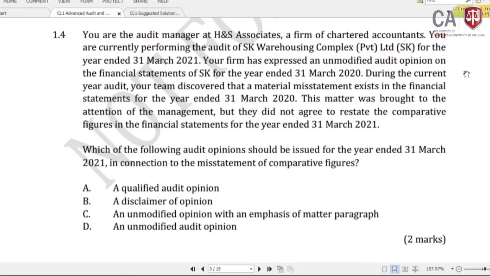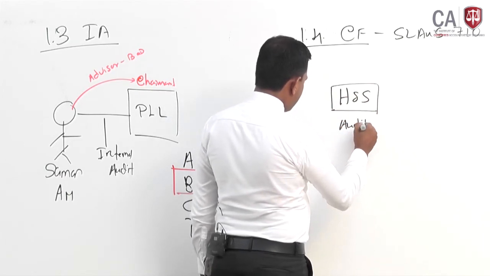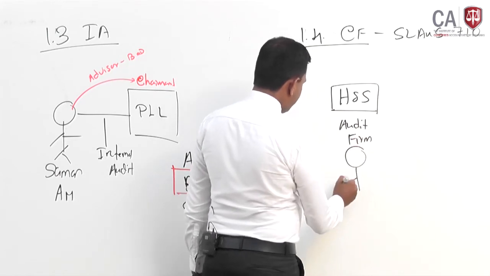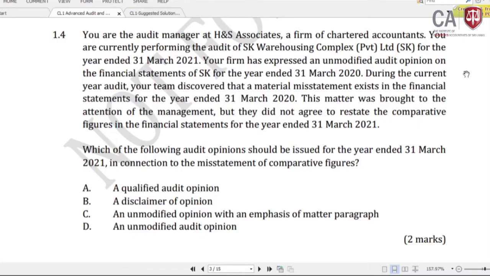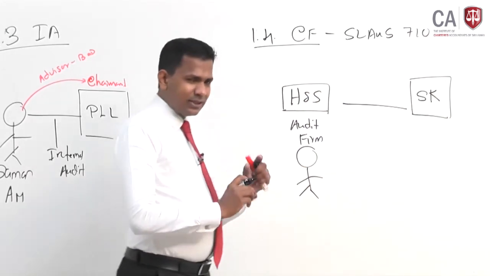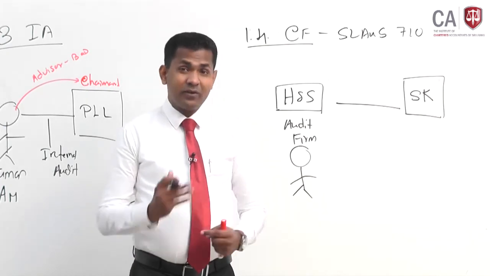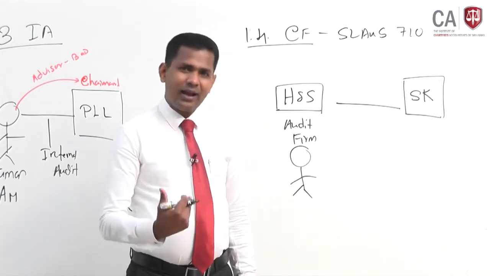You are the audit manager at H&S Associates, a firm of chartered accountants. You are currently performing the audit of SK Warehouse Private Limited. So you are the audit manager of H&S Associates, an audit firm, and you are auditing SK. Always draw the story like this on the paper itself. When you are writing an MCQ or any question in the auditing paper, always try to draw the picture so that you understand the question properly.